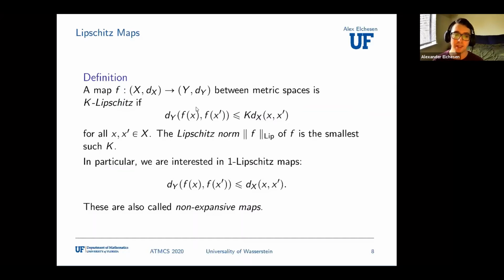So a map F is K-Lipschitz if the distance of the image of X and X prime in Y is less than or equal to K times the distance in X between X and X prime. That's probably familiar. The Lipschitz norm, denoted norm sub Lip of F, is the smallest such K. In particular, we're going to be interested in one-Lipschitz maps. So these are non-expansive maps, meaning F doesn't increase the distance when you map into Y.